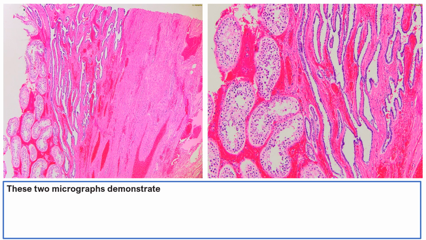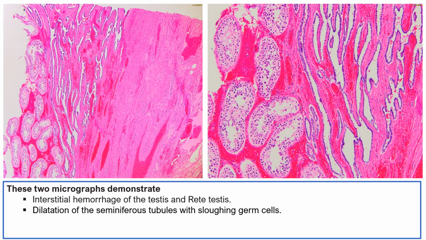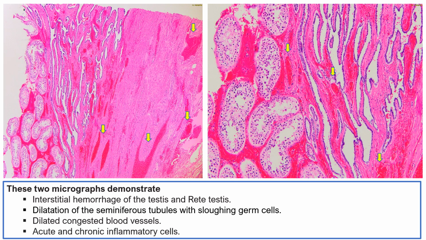These two micrographs demonstrate interstitial hemorrhage of the testis and rete testis, dilatation of the seminiferous tubules with sloughing germ cells, dilated congested blood vessels, acute and chronic inflammatory cells.